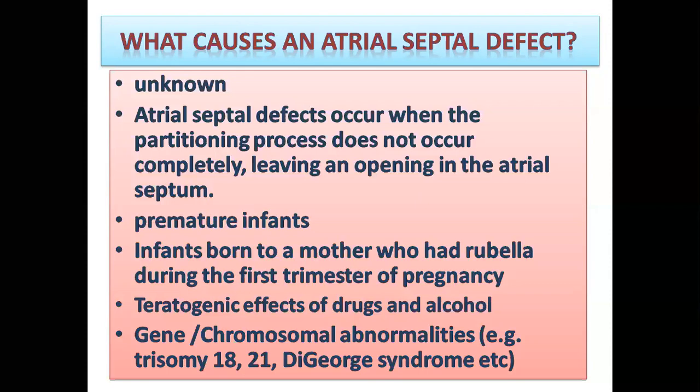Then premature infants, where you can identify it more commonly. Then infants born to a mother who had rubella during the first trimester of pregnancy, or a mother who already has an infection at the time of pregnancy. Next, teratogenic effects of drugs and alcohol during pregnancy. If the mother has any chronic disease condition and takes some drugs for it, those drugs may affect the development of the child.